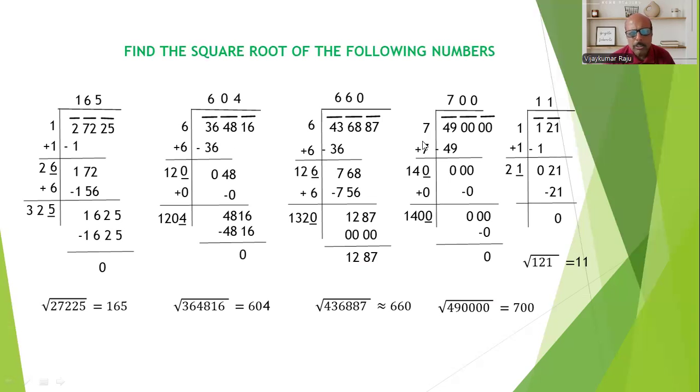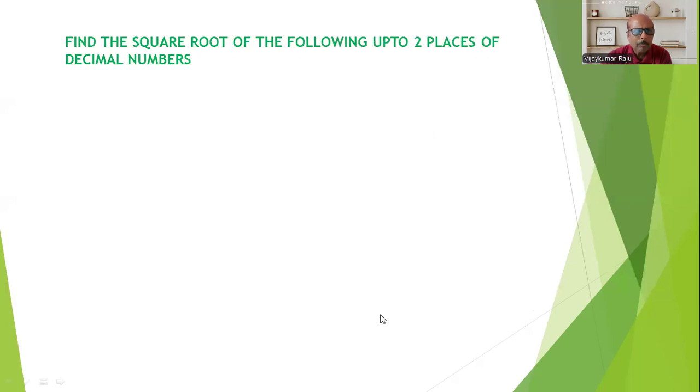This is for whole numbers. Now let us take 2-3 examples when they are decimal numbers. What will be the case when they are decimal numbers or prime numbers? So this is not a perfect square because we are getting a remainder. That is the reason. Why is this number not a perfect square? Because we are getting a remainder. Now find the square root of the following up to 2 places of decimals. Now these are decimal numbers.